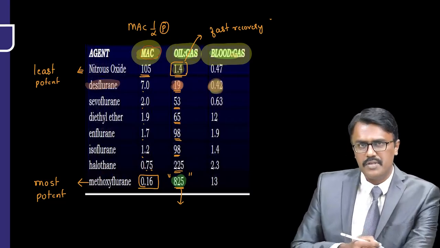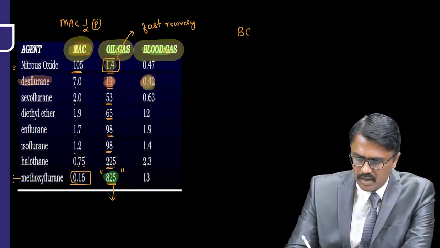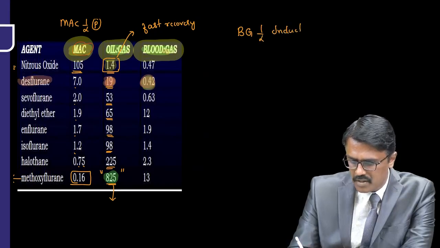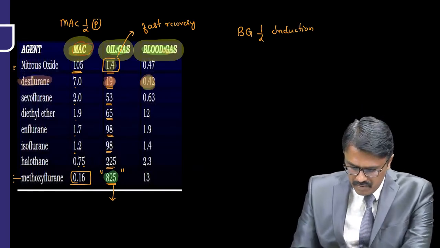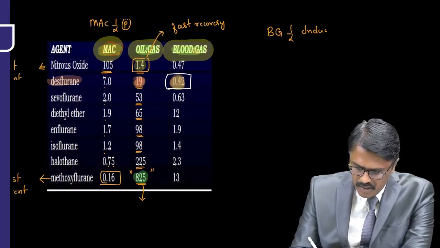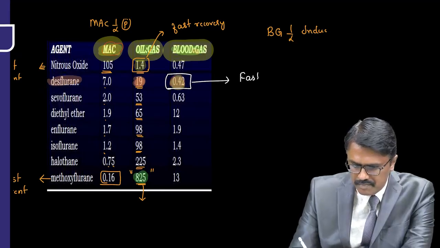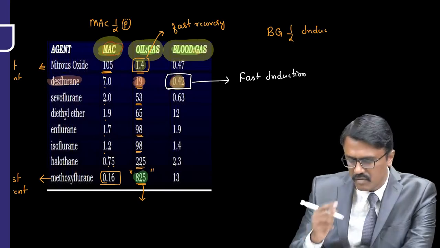Coming to the blood gas coefficient. Now you know that the blood gas coefficient is going to tell us the induction. So it is inversely proportional to induction, correct? Yes. So what is the minimum value you have? The minimum value is 0.42, we have marked it. Now this will cause fast induction. So it will induce faster.